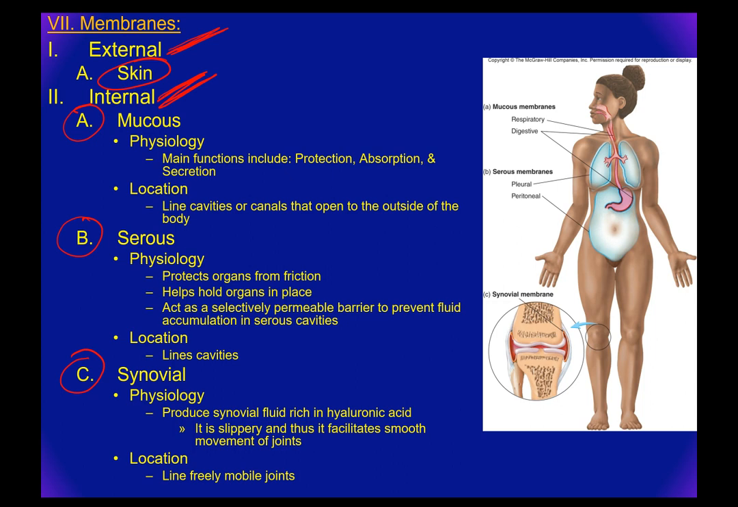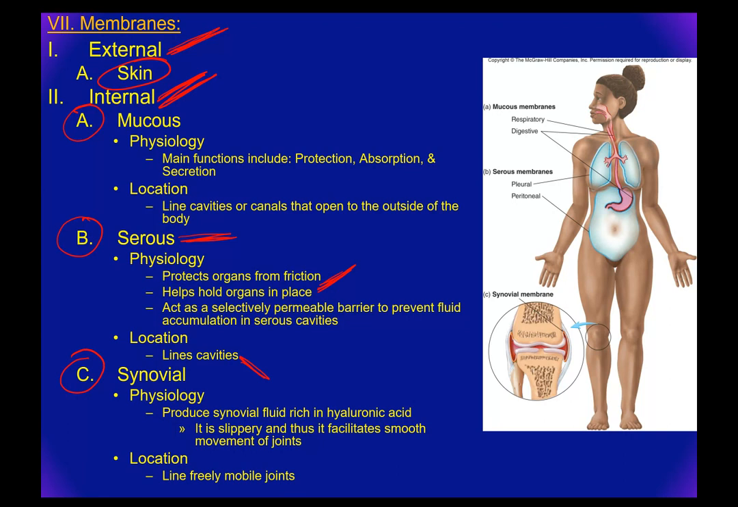The serous membranes, physiologically, are there to protect our organs from rubbing up against each other, and they're kind of like the suspension lines on a suspension bridge in the fact that they also help to hold things in place. Because they are lining our internal organs, they also provide a barrier for the organ that they're on top of. They prevent fluid accumulation and things like that. So serous membranes line the cavities that are not exposed to the outside world.